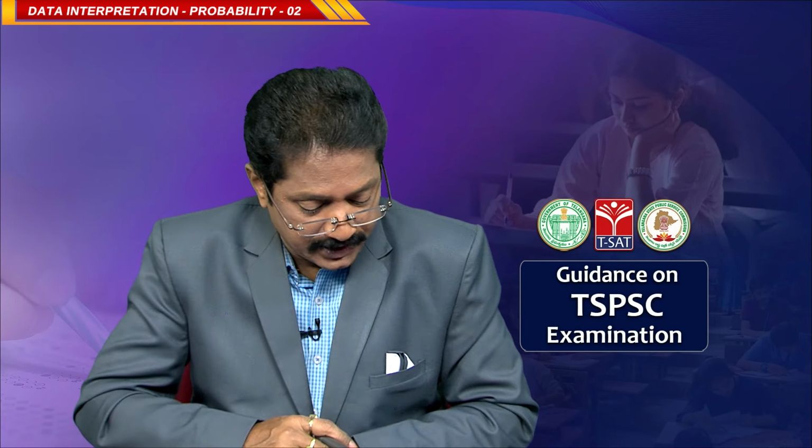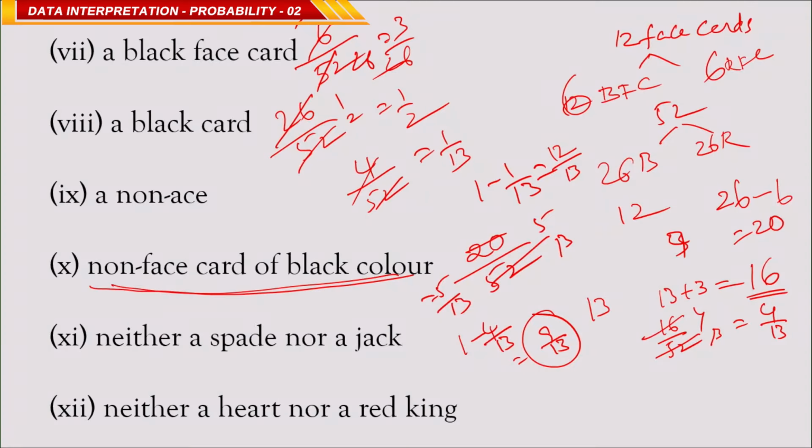Next, neither a heart nor a red king. How many hearts are there? There are 13 hearts. How many red kings are there? See, red kings. Totally there are 4 kings, 2 are red and 2 are black.